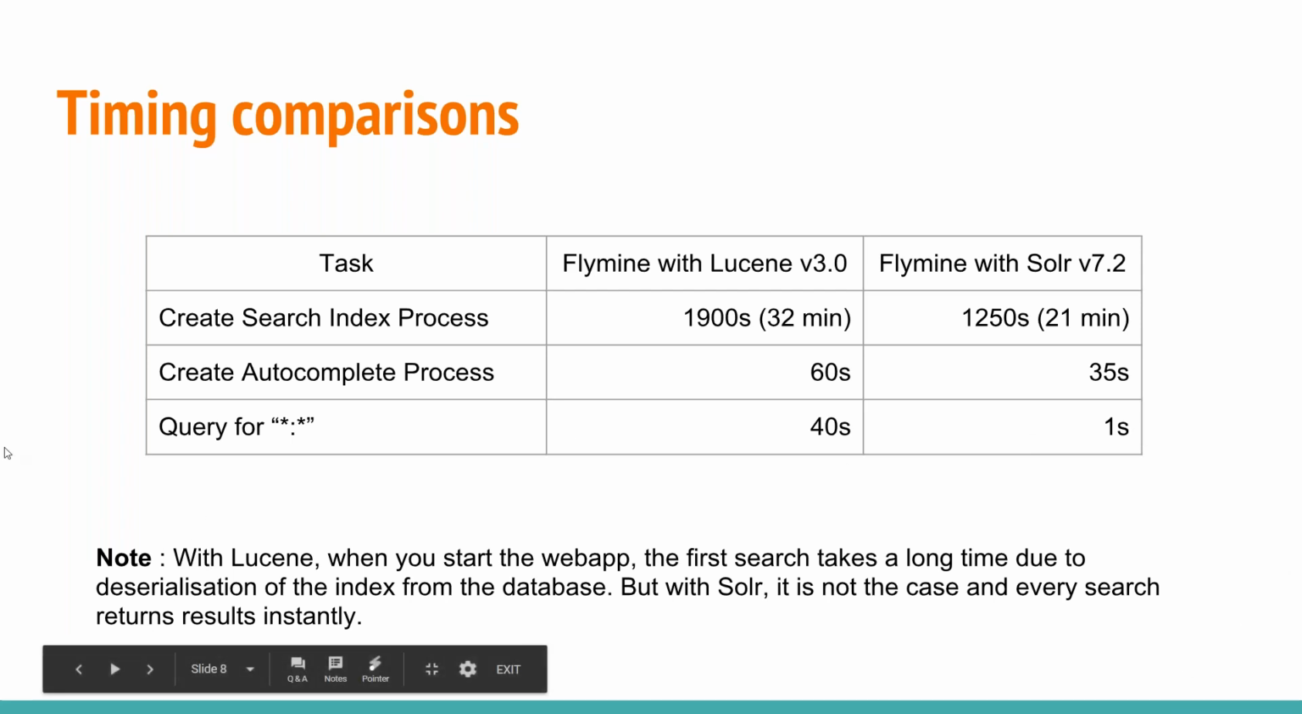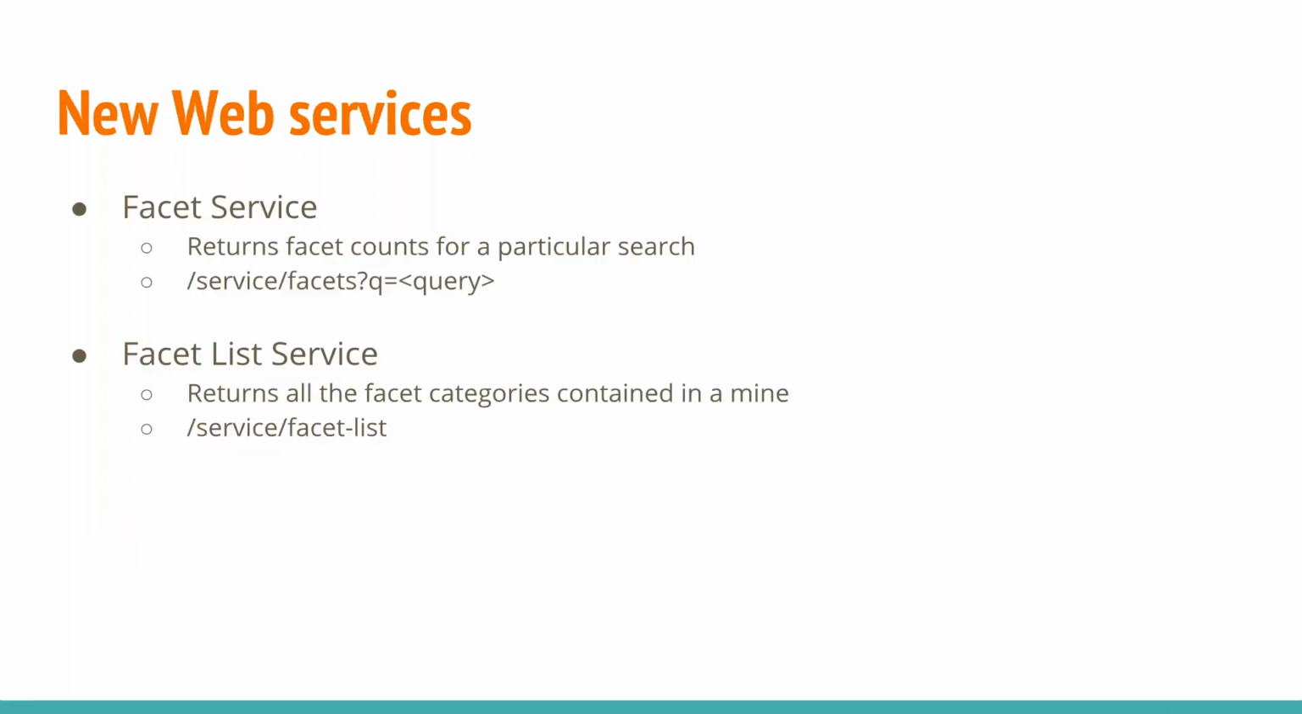Another important point is that with Lucene, when you start the web app, the first search takes a long time because we have to deserialize the index from the database and then populate it in memory so that we can search it. With Solr, that's not the case, and every search returns results instantly.